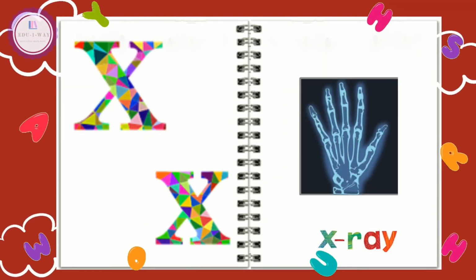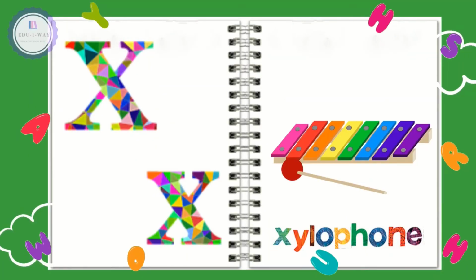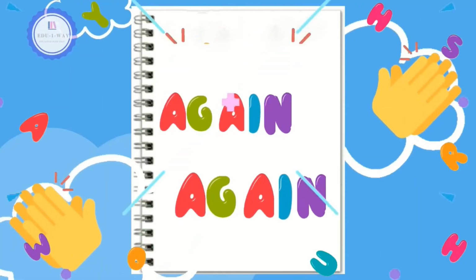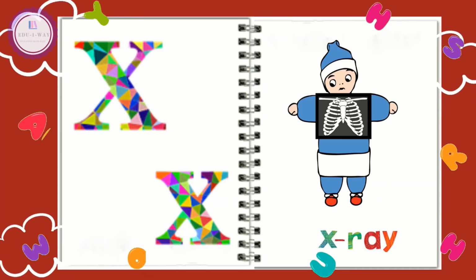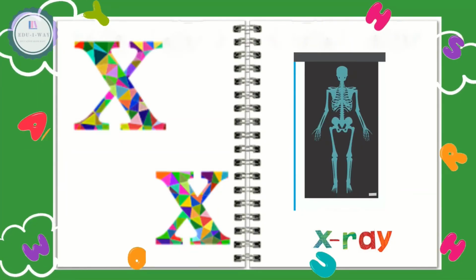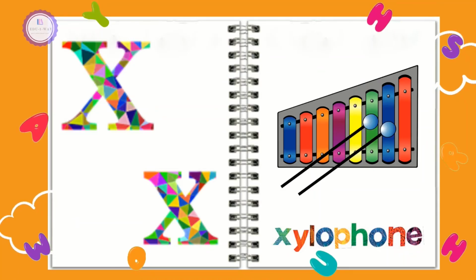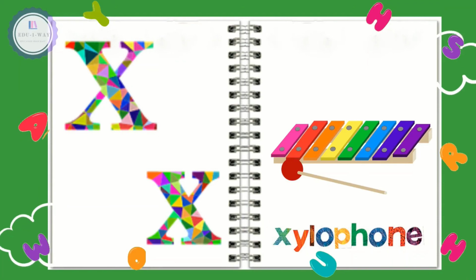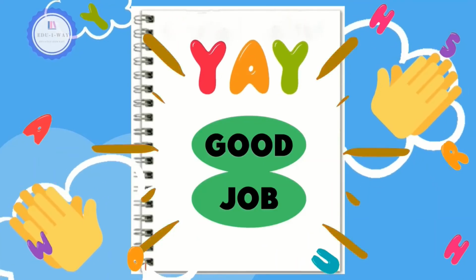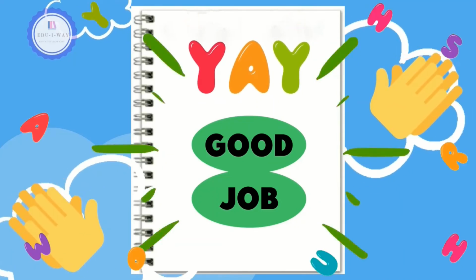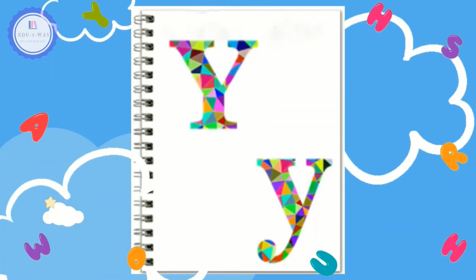X-ray, X-ray, X-ray. X for xylophone. Xylophone, xylophone, xylophone. Again, again! X for X-ray. X-ray, X-ray, X-ray. X for xylophone. Xylophone, xylophone, xylophone. Yay! Good job! Letter Y. Y, Y.